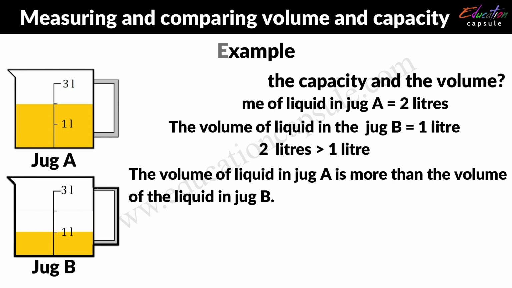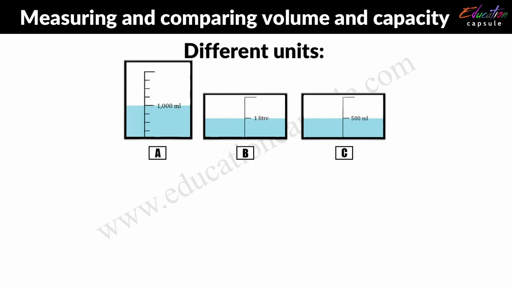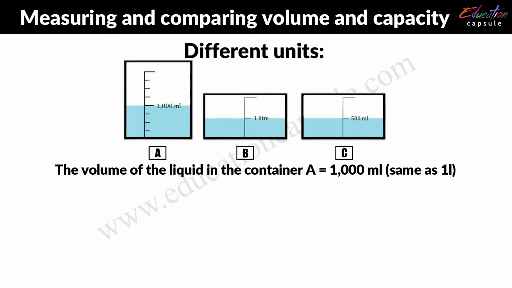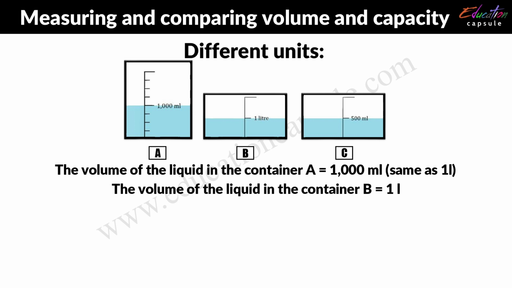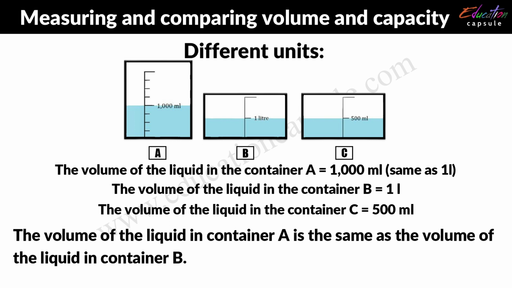Let us discuss one example with different units. Here, the volume of the liquid in container A is equal to 1000 milliliters, which is the same as that of 1 liter. The volume of liquid in container B is 1 liter, whereas the volume of liquid in container C is 500 milliliters. So, the volume of the liquid in container A is the same as the volume of liquid in container B.